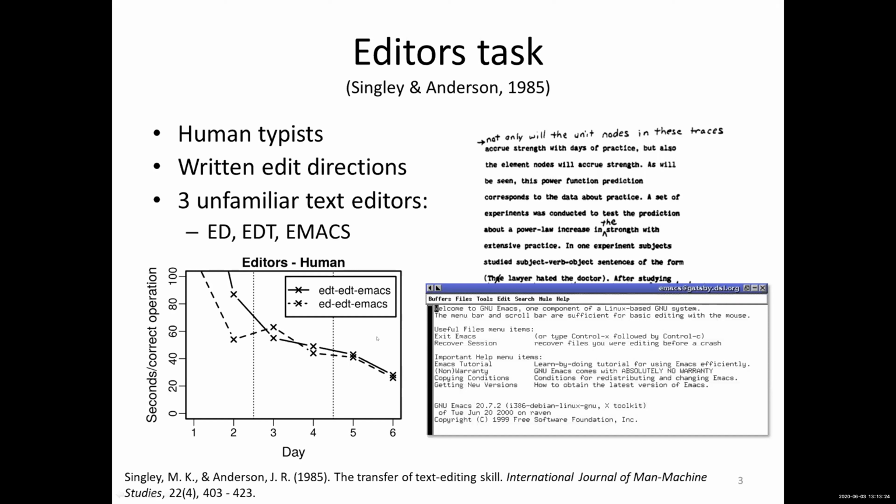So you don't need to know the details of how this experiment worked, but the main thing to take away from the graph here is that humans start out taking a long time, say like 120 seconds per edit operation, and then over time they get faster and faster. That's a classic learning curve. The dotted lines show where they switched to using a different text editor, but humans were able to transfer between text editors so that the learning curve continued even when they switched. So that's the editor's task.